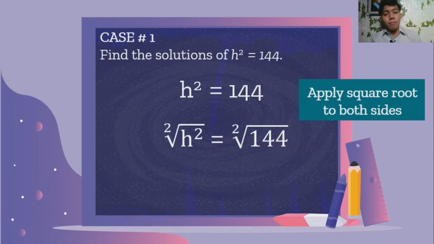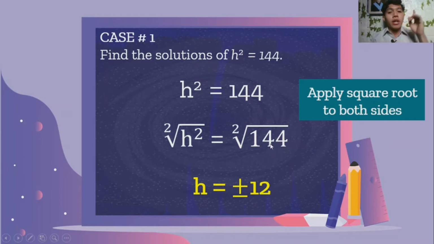Okay? And then, simply, anong sabi ko kanina? Yung square root, nakakancel niyan yung exponent na 2. So, yung h squared natin ay magiging h na lang. Now, think of a number that when you multiply by itself, the answer is 144. Anong number yon? That is 12, diba? 12 times 12 is 144. So, the square root of 144 is positive, negative 12. So, the answer for case number 1 is h is equal to positive, negative 12. Ganun lang siya kasimple. Okay?